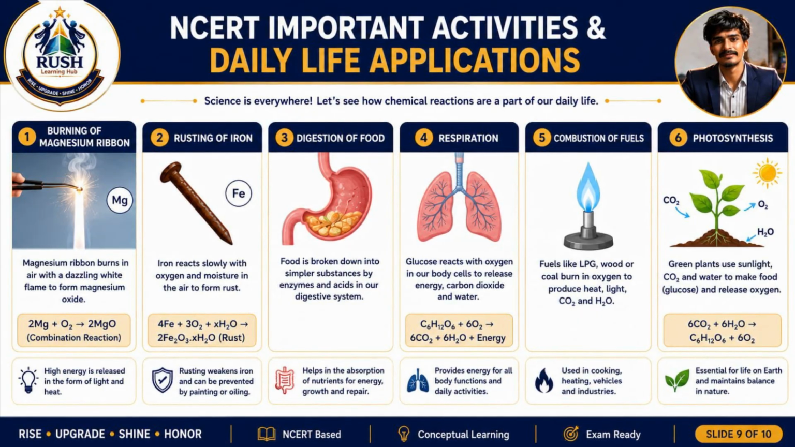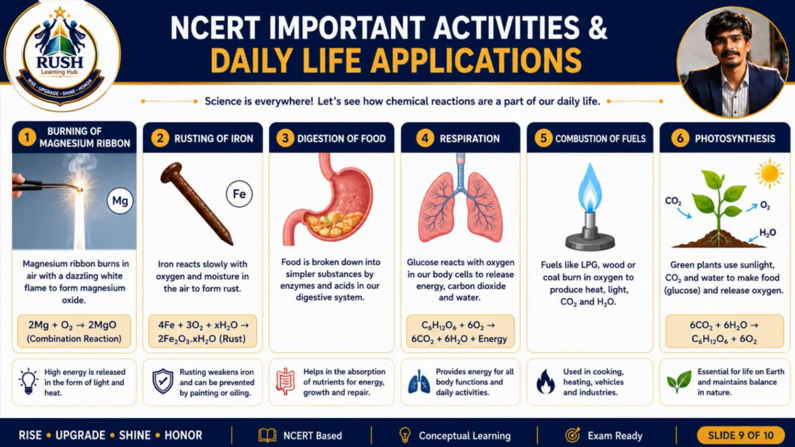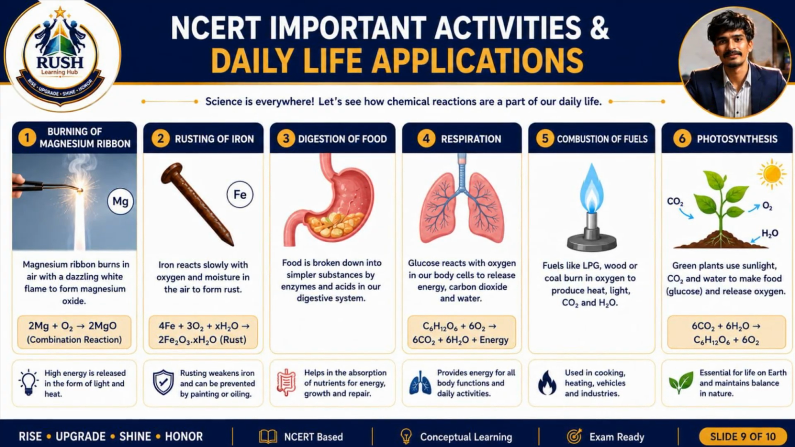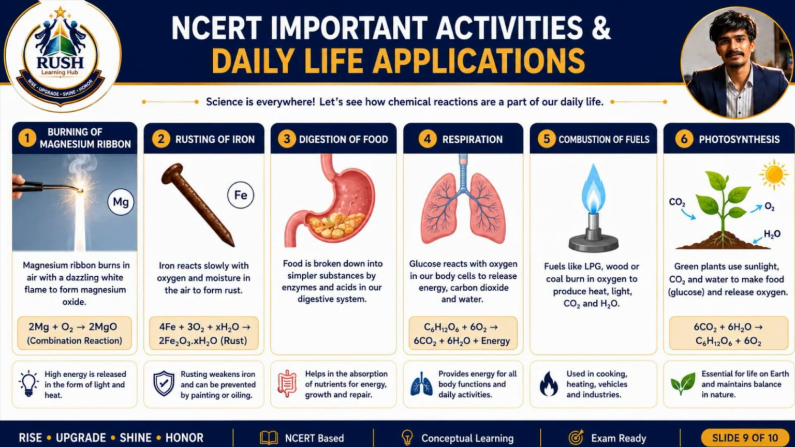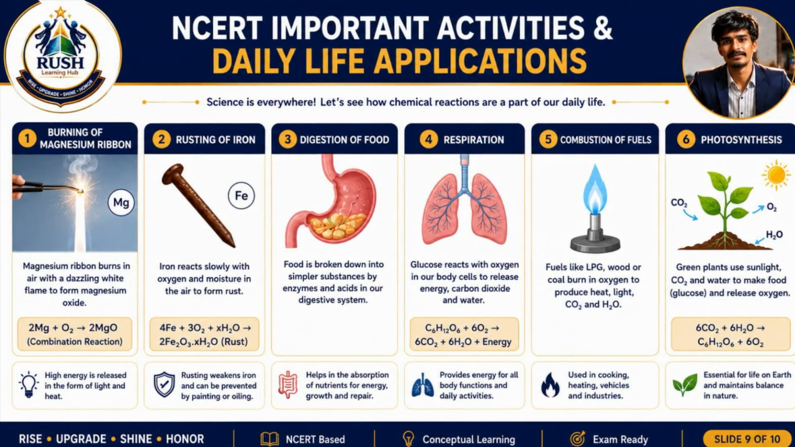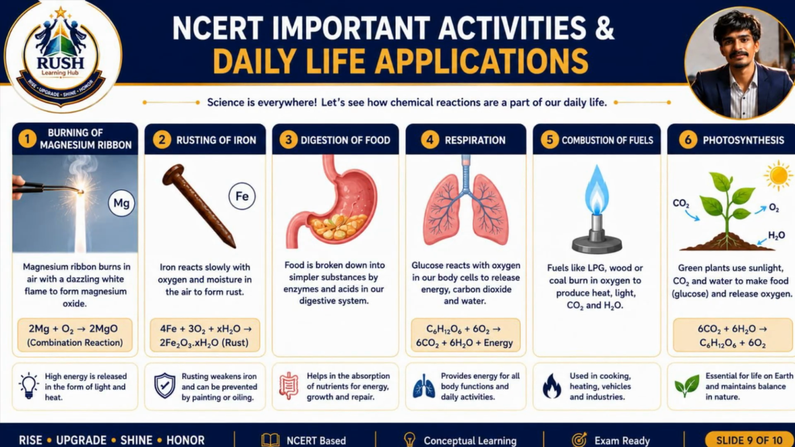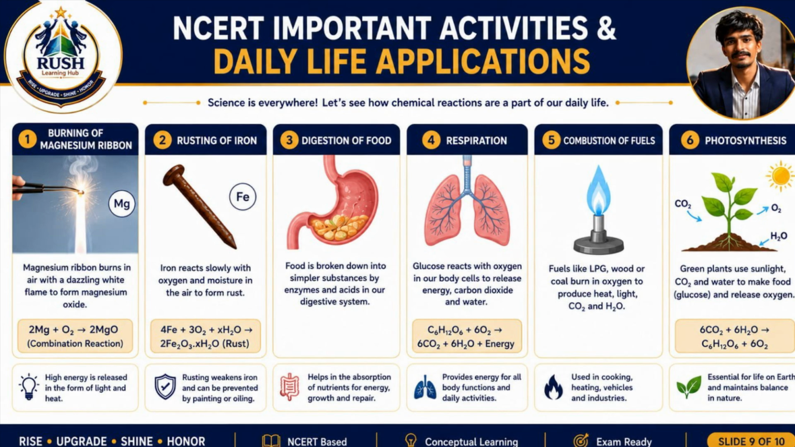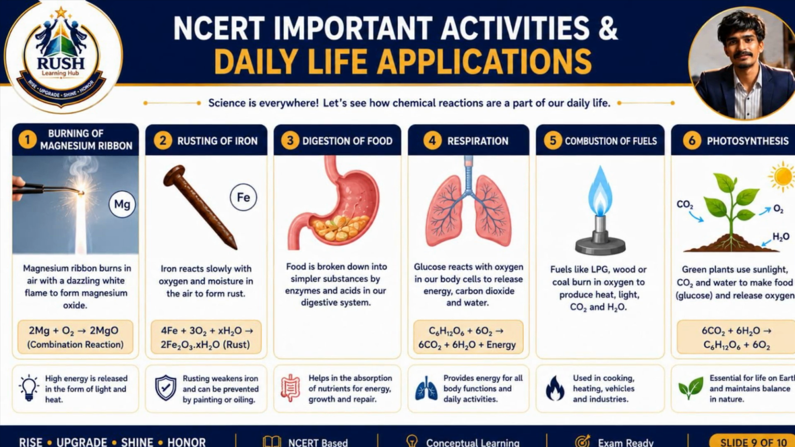First, burning of magnesium ribbon. When magnesium burns in oxygen, it produces magnesium oxide and emits a bright white flame. This is a combination reaction and releases energy in the form of light and heat. Next, rusting of iron. Iron reacts slowly with oxygen and moisture present in the air to form rust. Rusting weakens iron objects and can be prevented by painting, oiling, or galvanization.